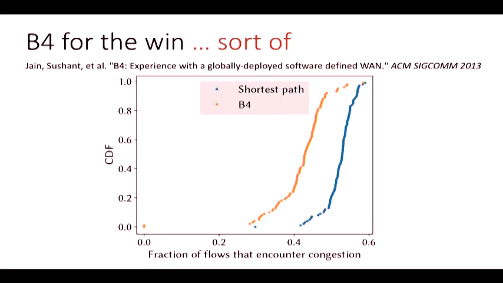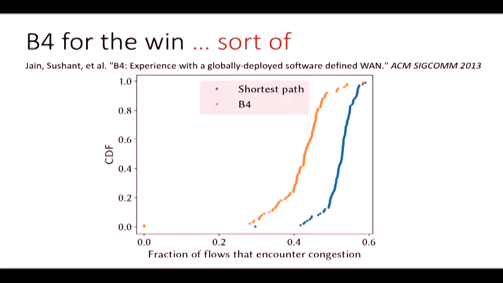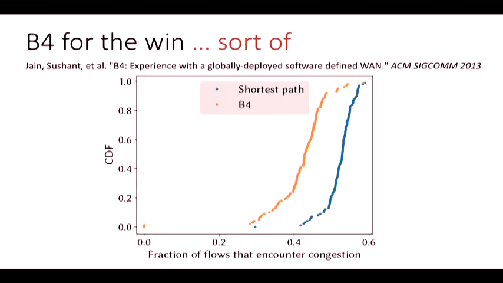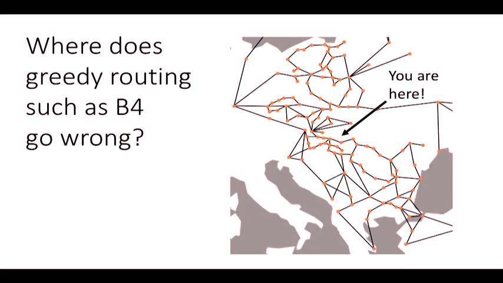Okay, so let's try a more modern routing system. Let's try B4. When I talk about B4 in this talk, I will talk about B4 the routing system, not B4 the topology that you just heard about. This is B4 as it was presented in 2013 in this paper. Now we can see that B4 definitely does better. However, there still is congestion. So why? Well, let's zoom in a little.